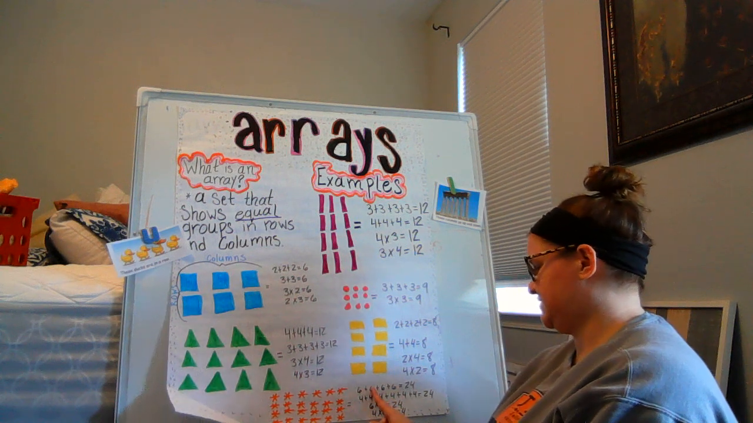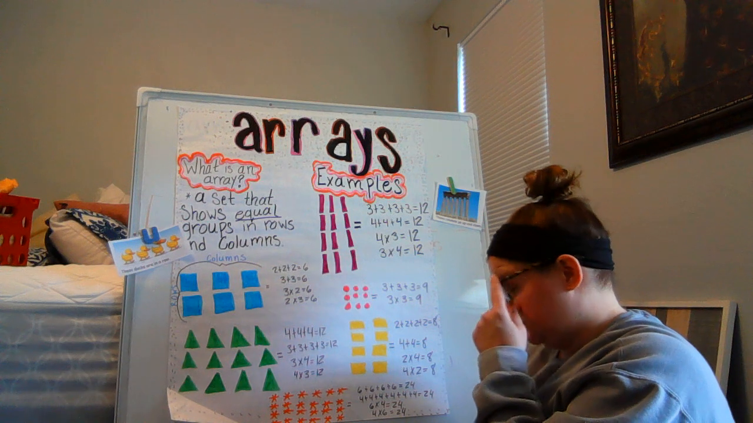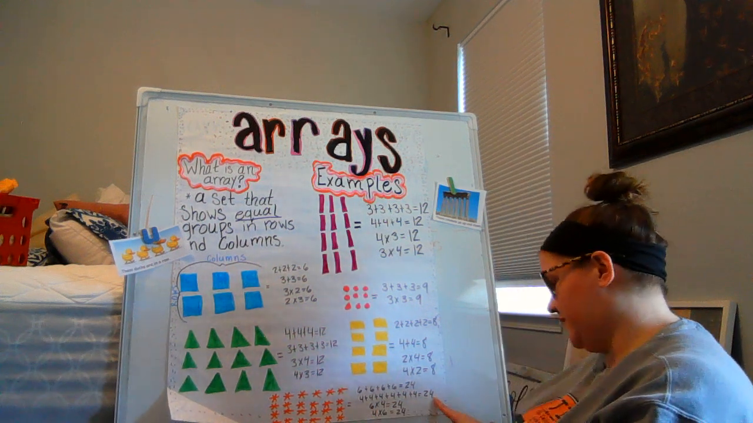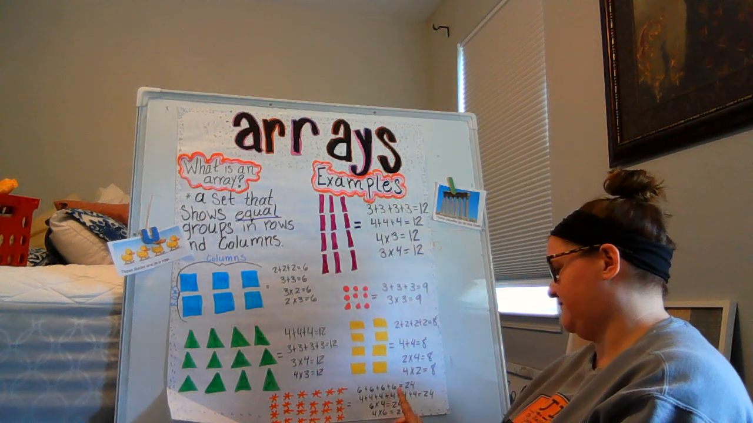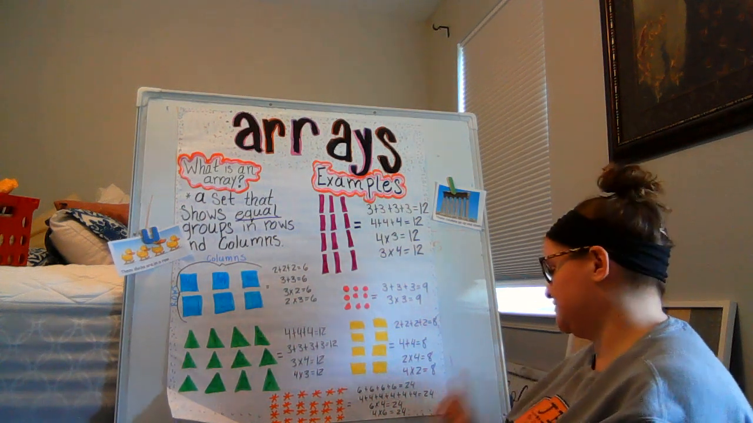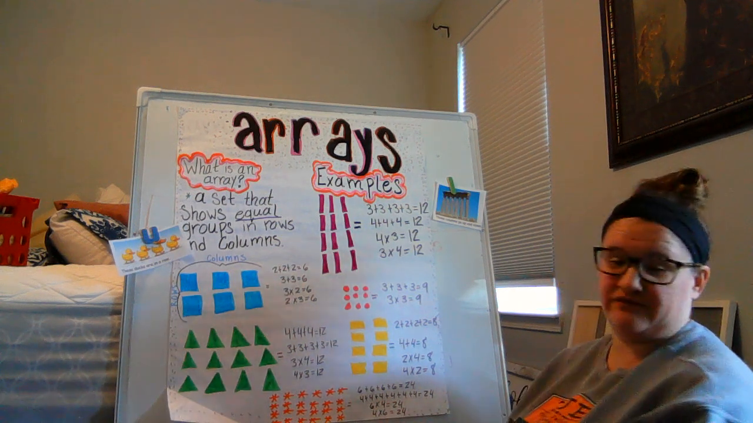So 6 plus 6 is 12. 6 plus 6 is 12. 12 and 12 is 24. Or you could add 4s 6 times. So 1, 2, 3, 4, 5, 6 4s. And that equals 24. So 6 times 4 is 24. 4 times 6 is 24.